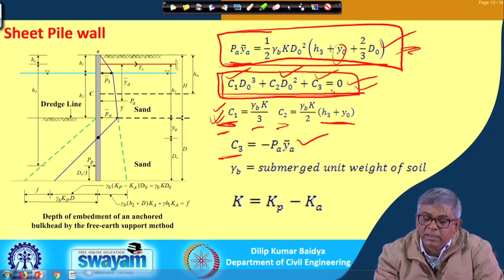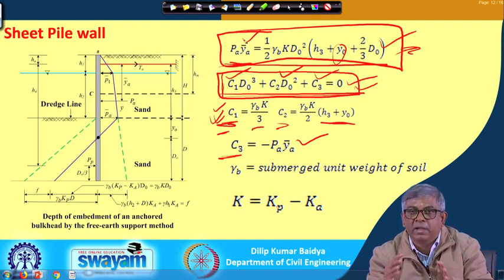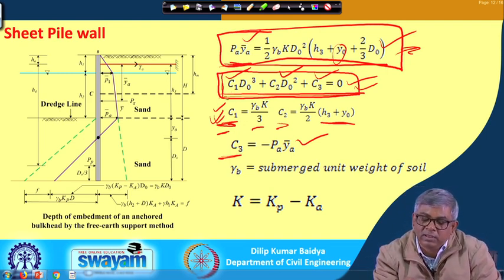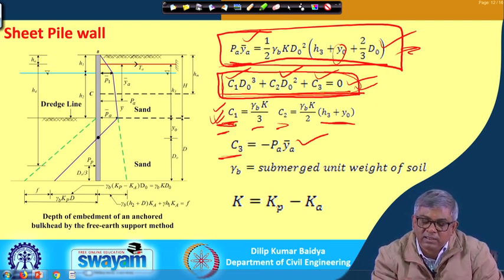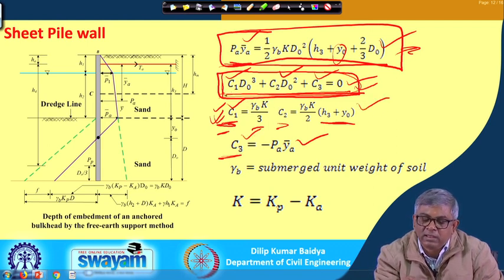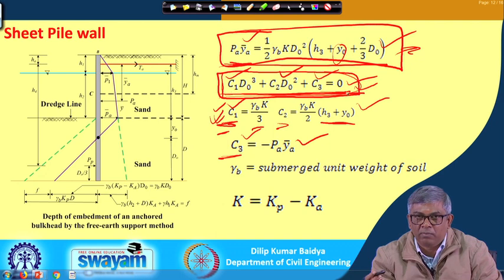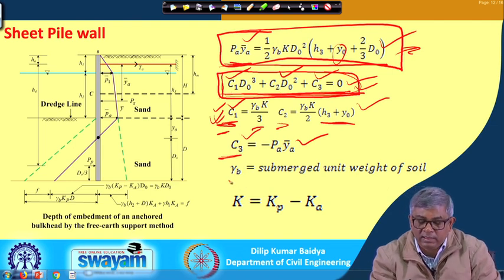Either you can do it this way, or you can directly take this equation, express Y A also in terms of that and then simplify, and directly I will get the equation in this form. Or if I know all the dimensions, I can calculate C 1 by this, C 2 by this and C 3 by this, put them there and solve that cubic equation.